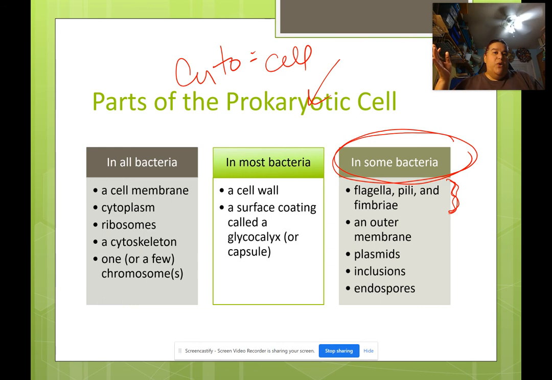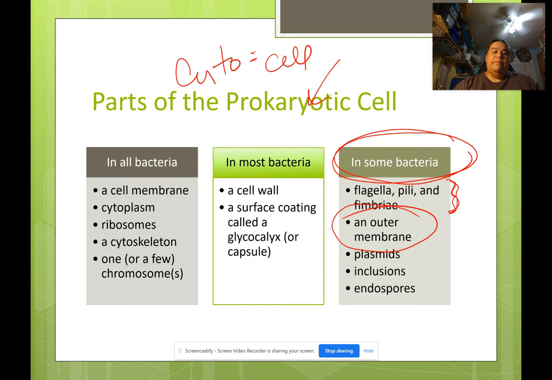Flagella, you're probably most familiar with if you've ever seen a drawing or a film of a sperm swimming, where it's got that tail that works as a propeller in the back to get it to go forward. That is what a flagella is. We'll talk about pili and fimbriae when we get there because they're a little more specialized than just a propeller. They may have an extra outer membrane. Again, this is only in some bacteria, not all.